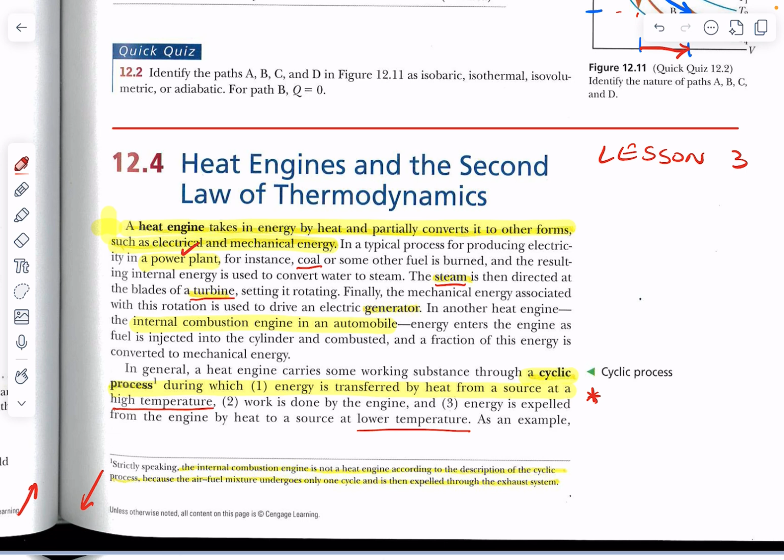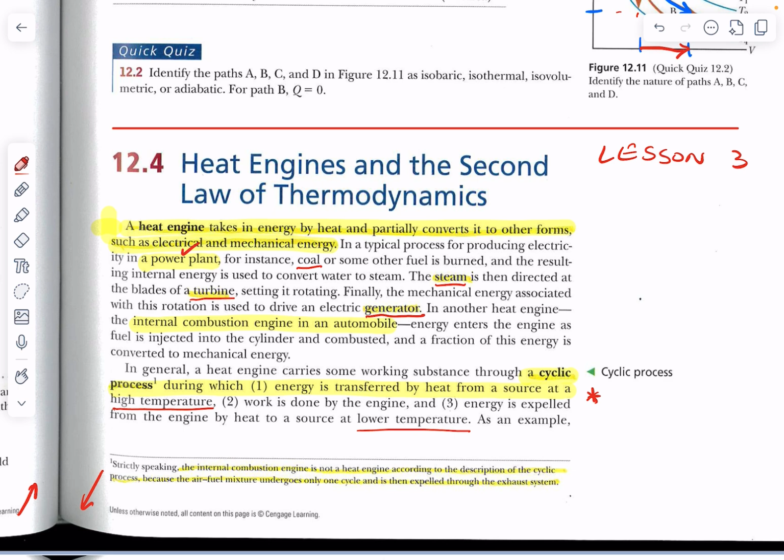In this case, the steam is turning those blades. And as the blades turn, it's connected by means of a shaft with an electric generator. In the electric generator, it's rotating wires in a magnetic field, and that generates electrical energy.